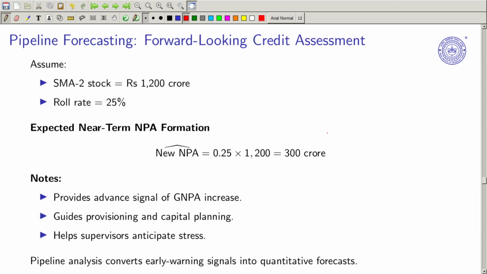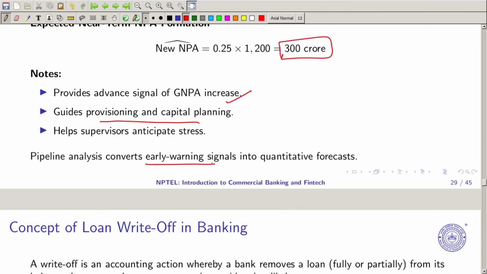Now let's get into understanding pipeline forecasting and what it implies. We can assume that the SMA 2 stock is, suppose, 1200 crore. The roll rate, suppose we assume, is 25%. Expected near-term NPA formation, so here it will be 0.25, which means that around 300 crore rupees is going to become NPA. What it measures is that it helps you understand the GNPA increase and at what rate it will increase. You can go for advance capital provisioning and capital planning, and it also helps the supervisor manage the stress. So pipeline analysis is a proper case of early warning signals.